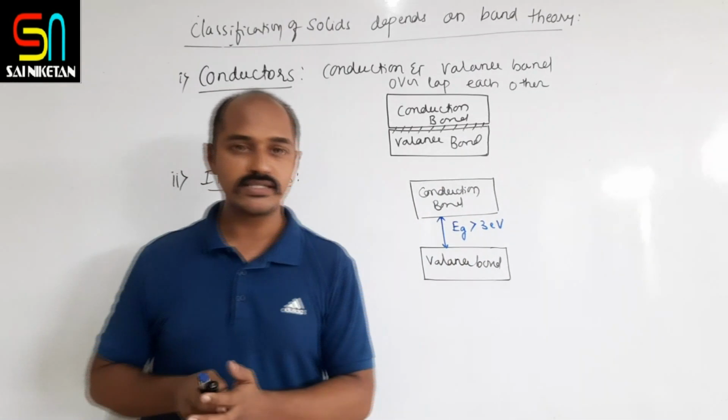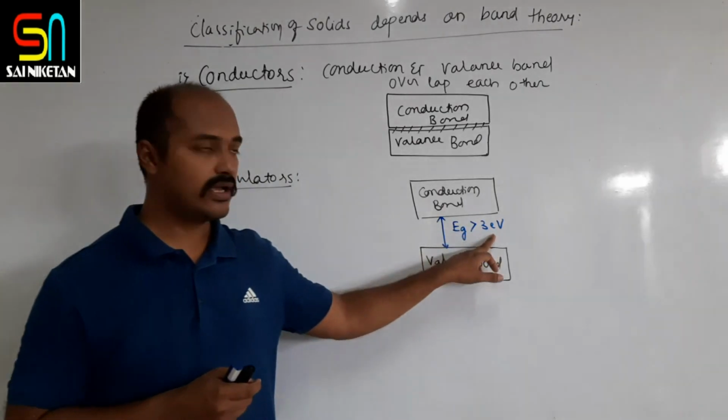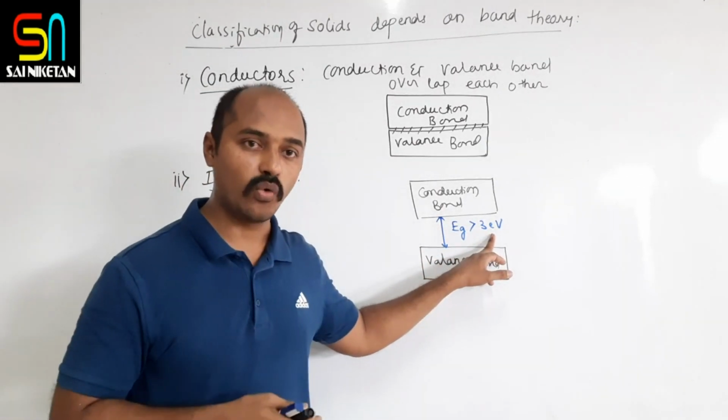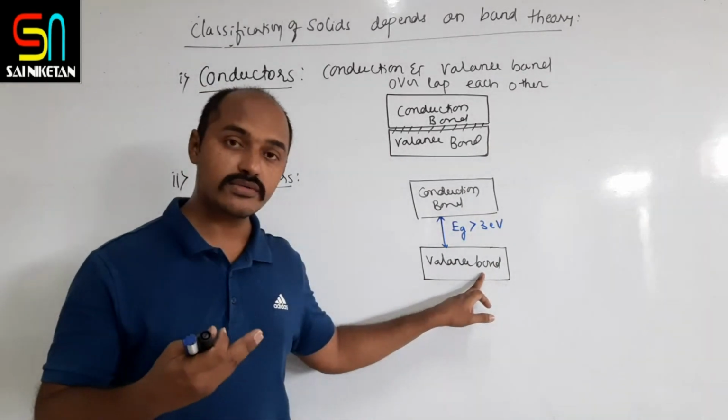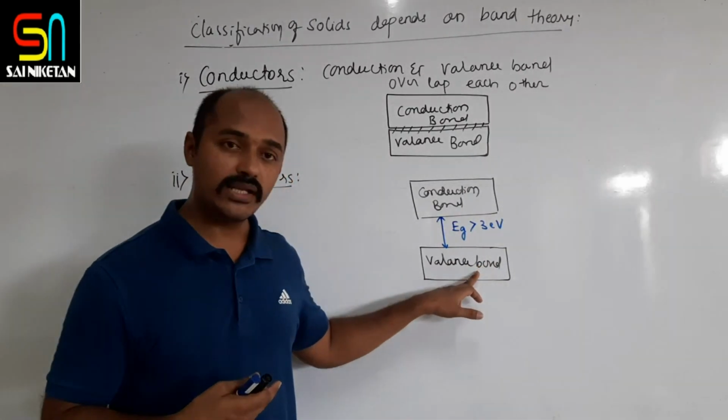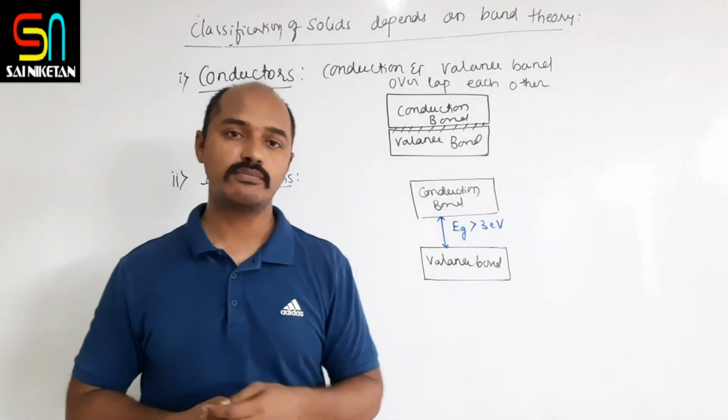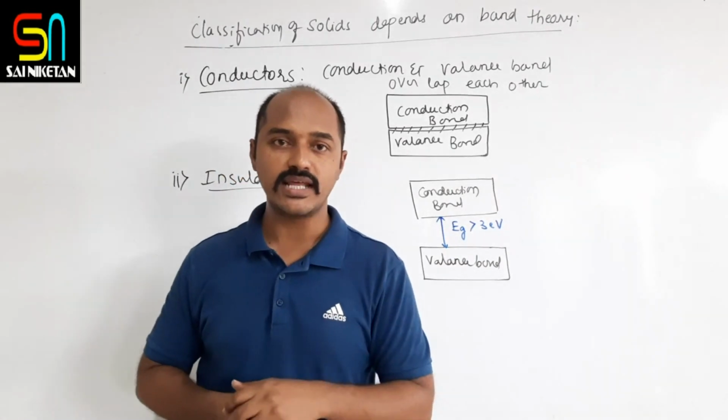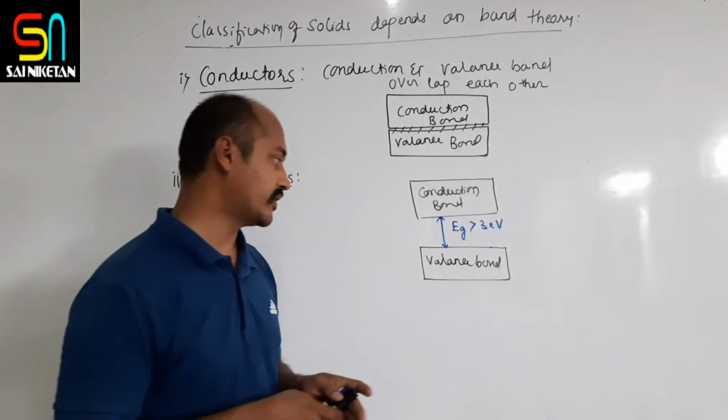What it means is, if you supply energy of more than 3 electron volt, then the electrons start jumping from the valence band to the conduction band. If the energy is less, it remains an insulator.